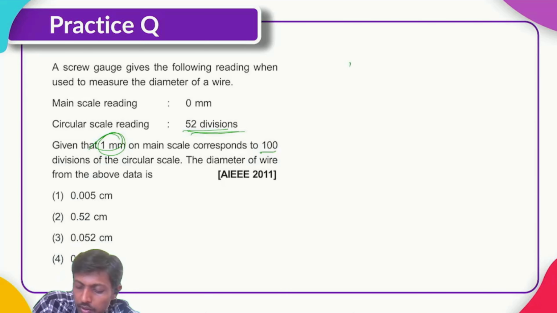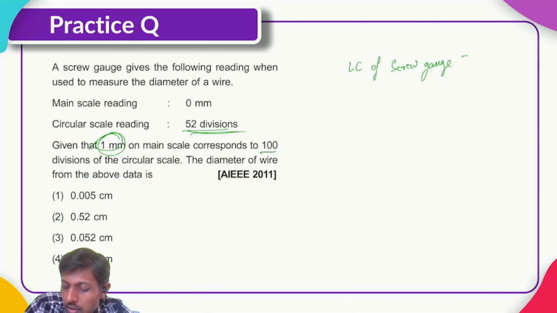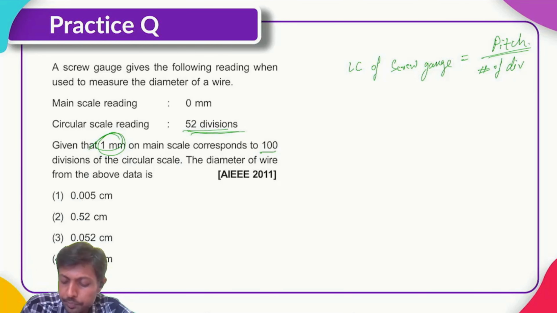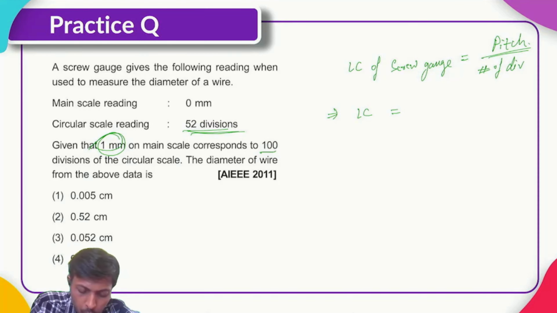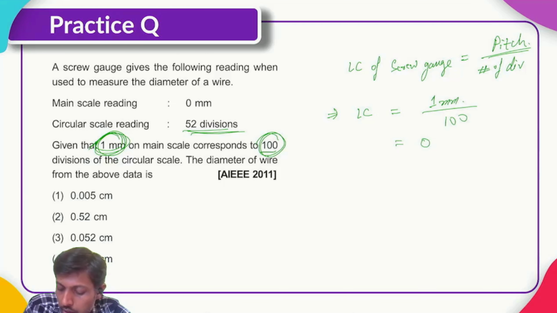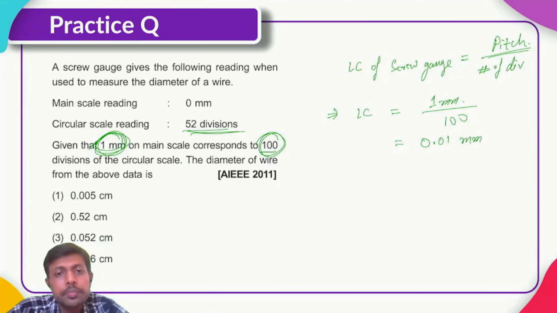So let's calculate the least count of the screw gauge. This is equal to pitch by the total number of divisions on the circular scale. Least count of the screw gauge is equal to pitch, 1 millimeter is the pitch, total number of divisions 100. So the least count is 0.01 millimeters.